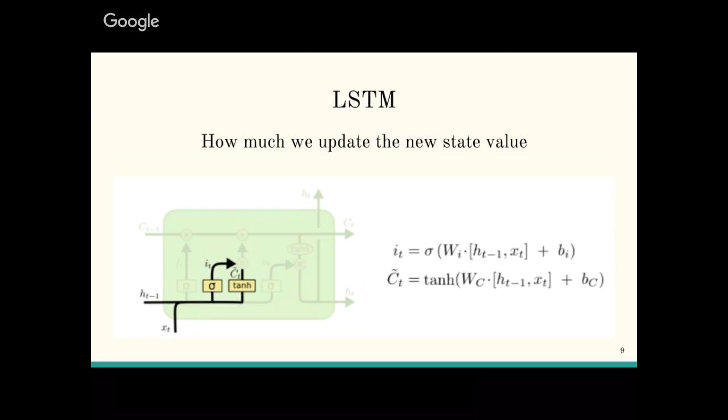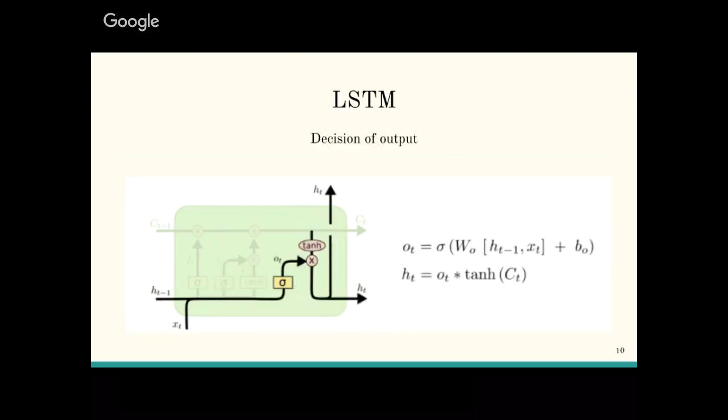I don't know. Then the next part is how much we update the new state value. We have a tanh function, which is how much from the input we take for the new state, and that's the addition of the output. So with all these steps, we combine to have a good trade-off of the new input, the previous state, and the new prediction.